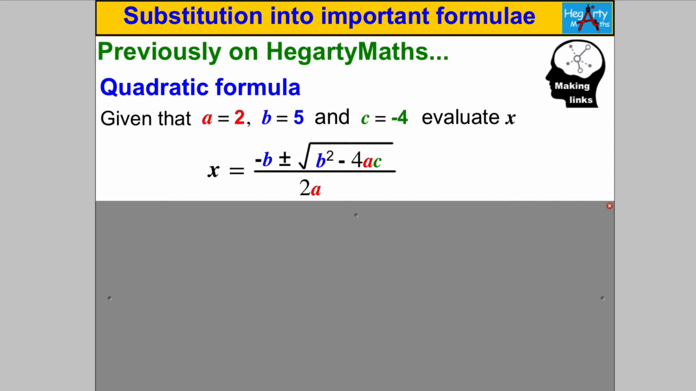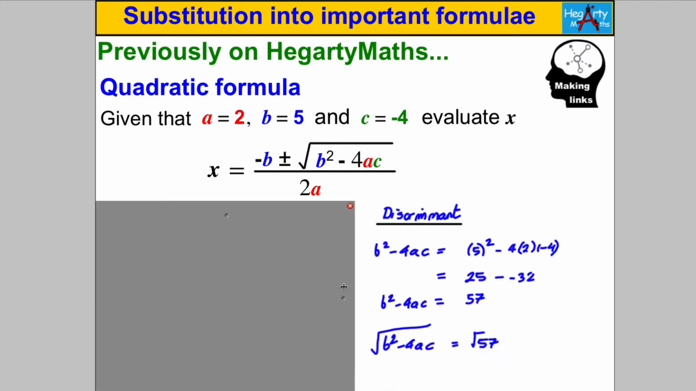Just pause the video, link into previous learning, and double check you can find the two values for x here if a is 2, b is 5 and c is negative 4. Okay, hopefully you did it like this. If not, go back to your building blocks on quadratics.